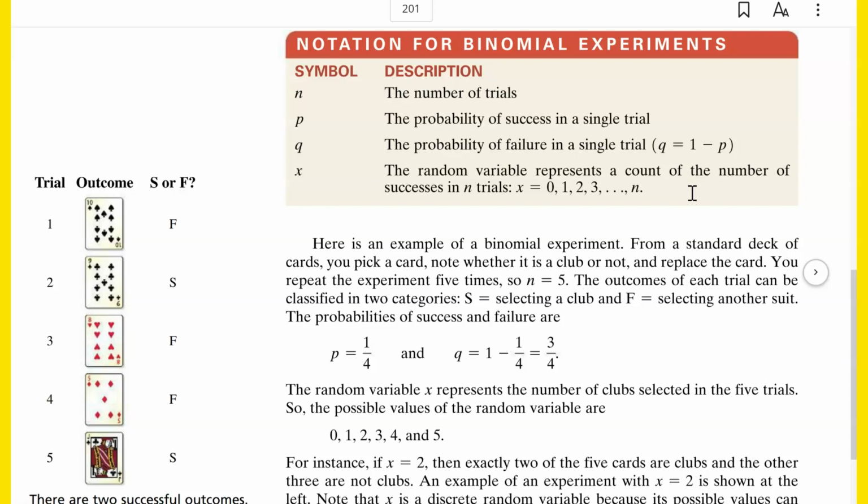Okay, so N would be 10 because I'm talking about out of 10. P would be 0.6, 60% chance of making the shot each time. Q is going to be 0.4, which is the probability of not making the shot, which is the complement of P. So 40% chance of missing each shot. And X is going to be 8. What's the probability that I make 8 shots? Okay.